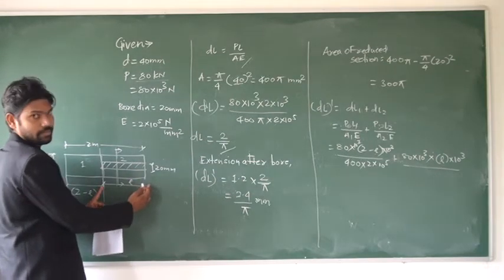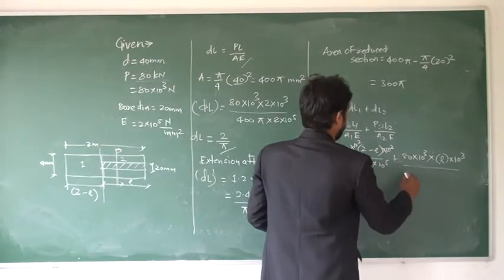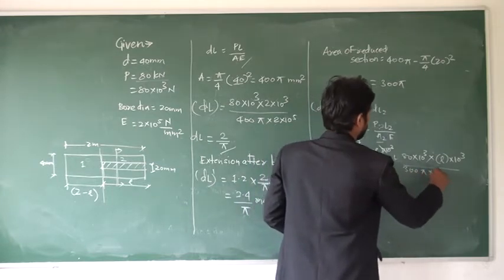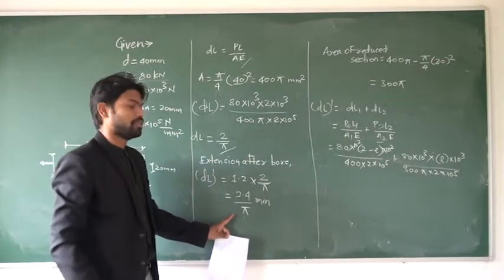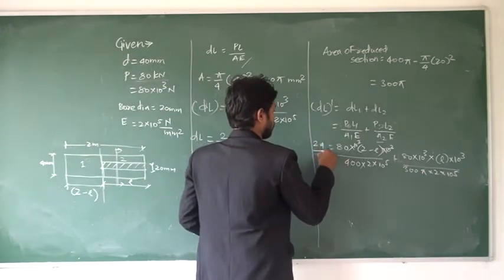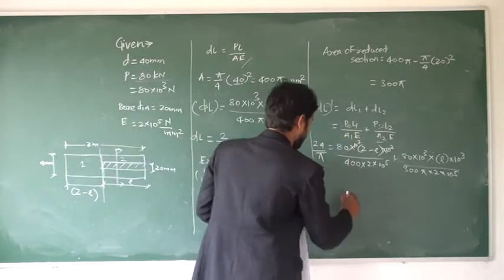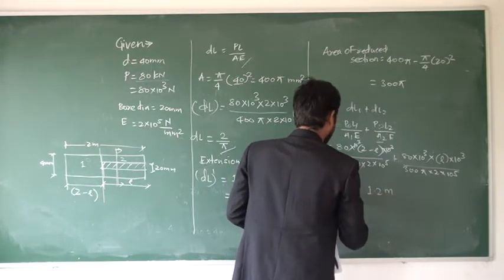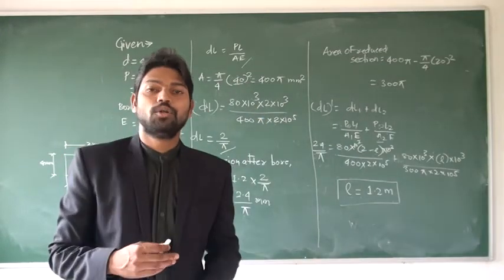Then the length is L. Here we consider the length as L, so L2 is L. A2 we have calculated as 300 pi into 2 into 10 raised to 2. And the elongation we have calculated here, as per the statement of the numerical, is 2.4 pi. 2.4 divided by pi. If you solve this, you will get the value of L as 1.2 meters. This is what they have asked in the numerical.